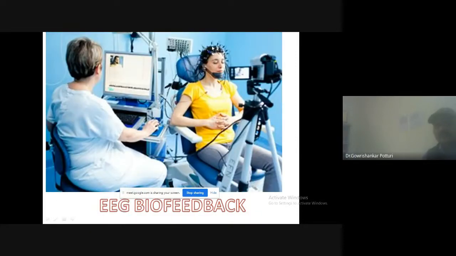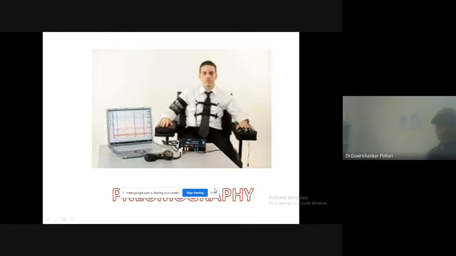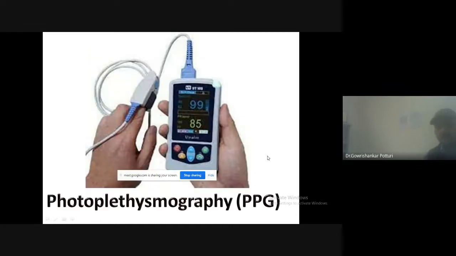This is EEG biofeedback. This is usually used in psychological studies. This is pneumography. Abdominal chest movements are measured. See the electrodes, they are placed one on the chest and one on the abdomen. This is photoplethysmography.